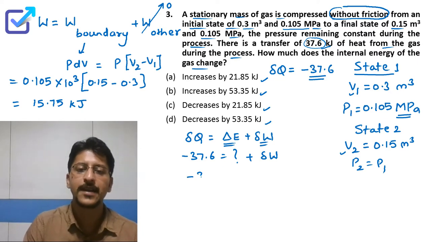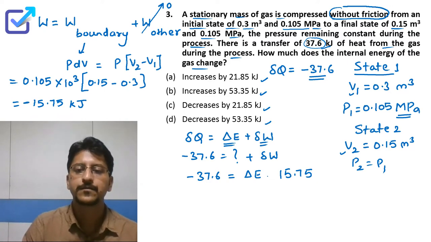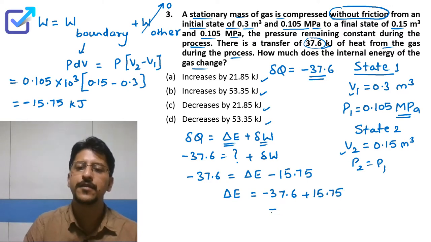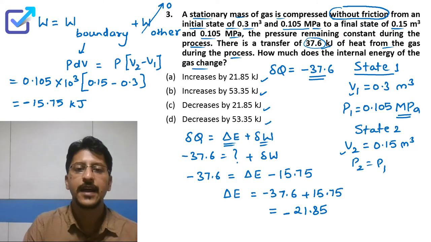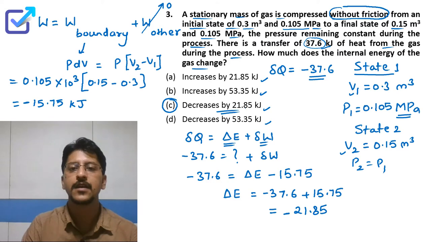Now just substituting it here, minus 37.6 equal to delta E plus 15.75, sorry, this will be minus here. So we get the value of delta E as minus 37.6 plus 15.75, and this value will be equal to 21.85, and that too will be in negative. That means the internal energy of the system, or the total energy of the system, will decrease by how much?